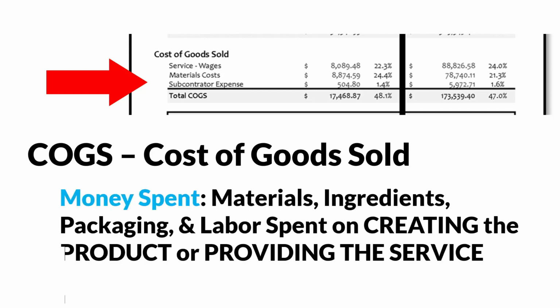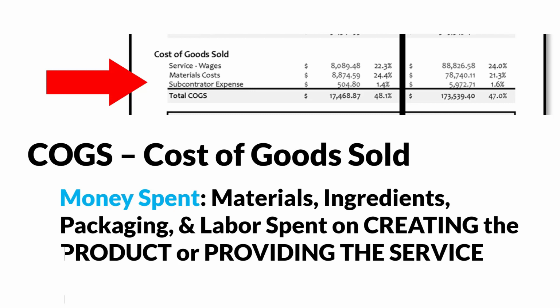And this is all money spent on materials, ingredients, packaging, and labor that is spent on creating the product or providing the service. There's different types of labor, and I'm going to talk about that here in a minute. But for cost of goods, just think of it this way. If it is part of providing the product at all, either making it or providing it, if you're a service-based business, it's going to be under cost of goods, because really what you're selling as a service is the actual service, which is the install, which is the service.